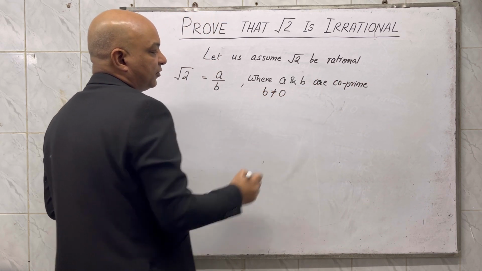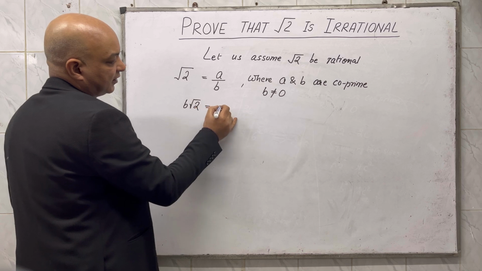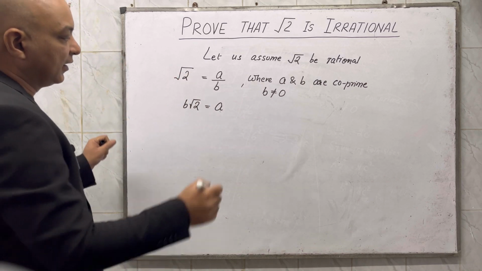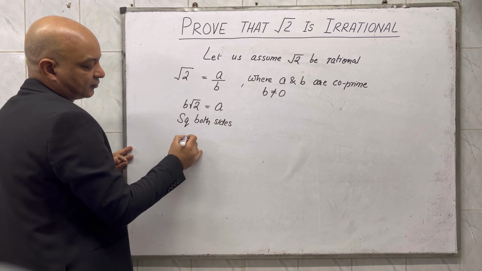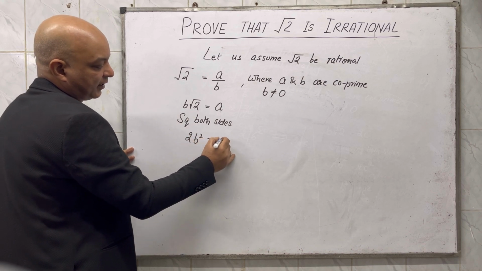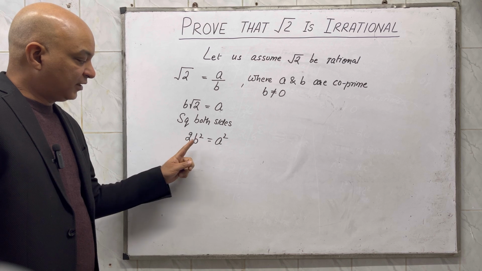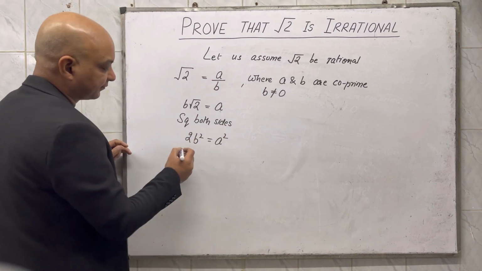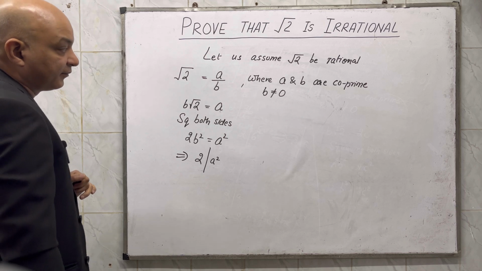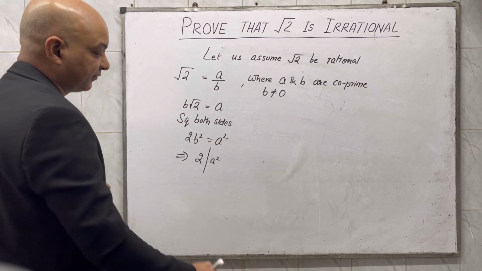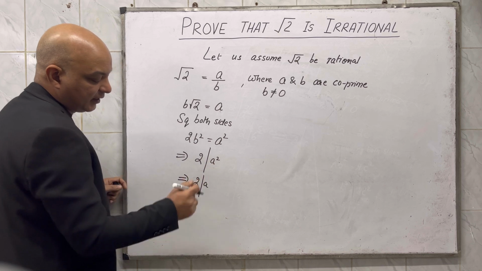Also, the denominator should not be equal to 0. Now, if I cross multiply, I will get b root 2 is equal to a. Next, I will do squaring both sides. So, I will get 2b square is equal to a square. Now, if some number can be written as 2 into some other number, then I can say that 2 divides this number a square. Now I will make use of the previous theorem. So if 2 divides a square, then that will imply 2 divides the number a as well.